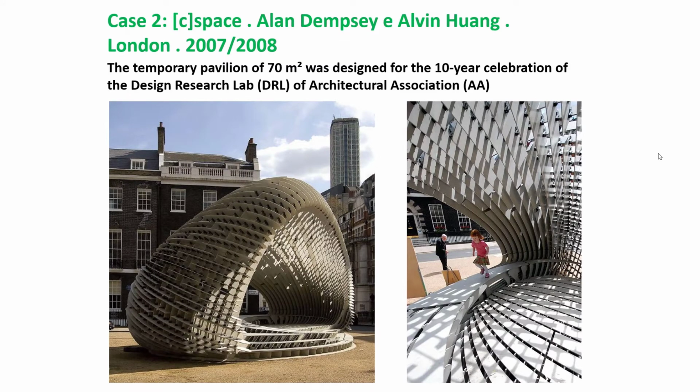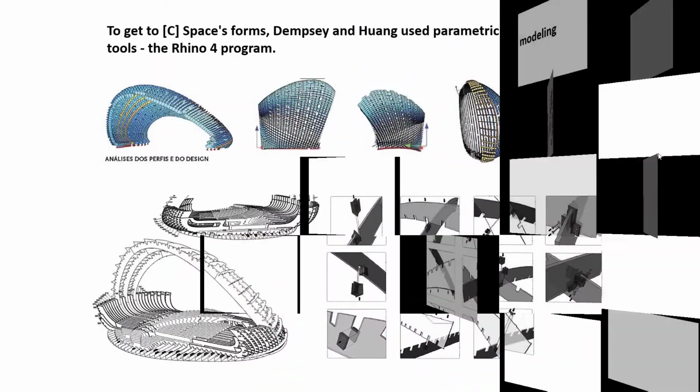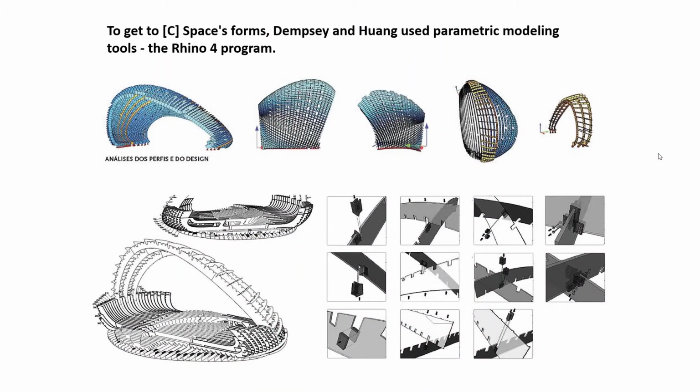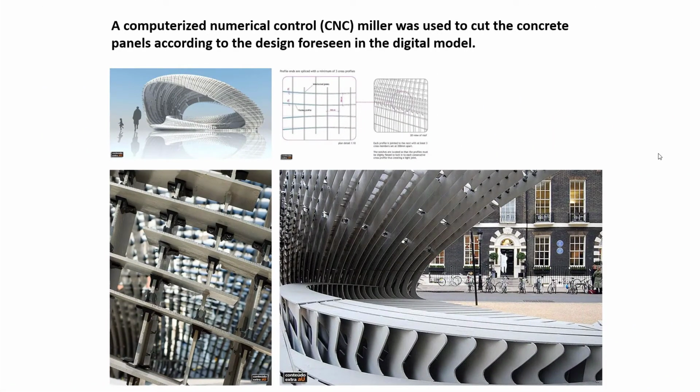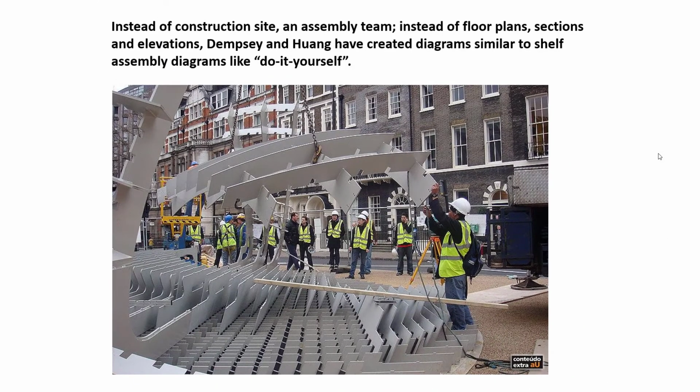Case 2 is the C-Space. The temporary pavilion of 70 square meters was designed for the 10-year celebration of the Design Research Lab of the Architectural Association. To get to the C-Space forms, Dempsey and Huang used parametric modeling tools, the Rhino 4 software. A CNC miller was used to cut the concrete panels according to the design foreseen in the digital model. They created diagrams similar to shelf assembly diagrams, like do-it-yourself. It was simply fitted at the site.